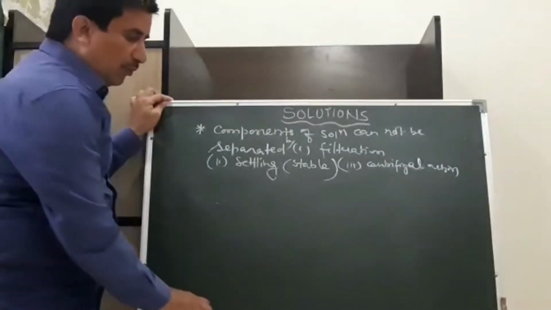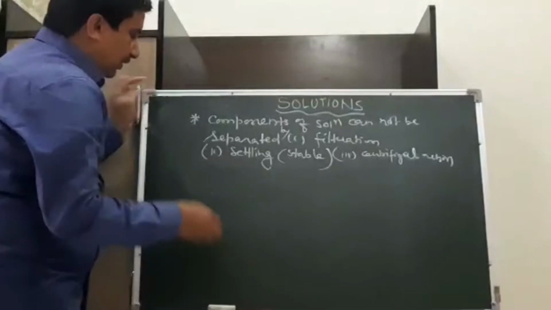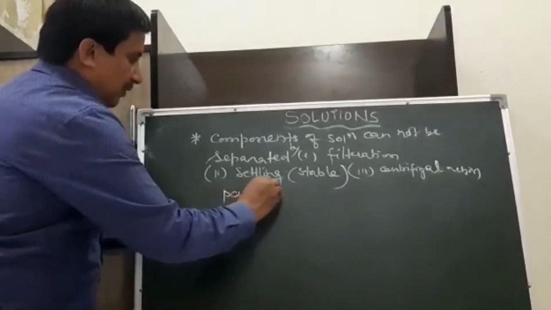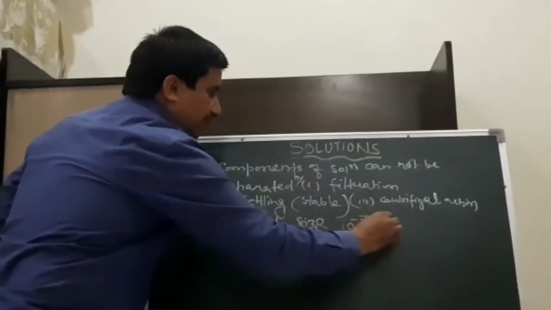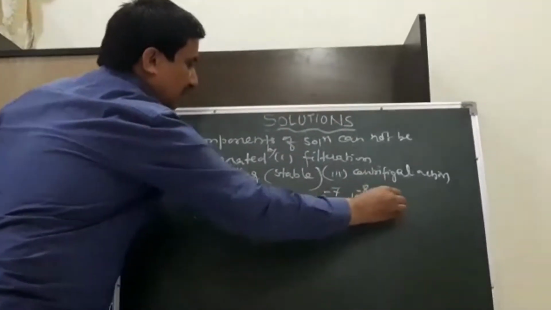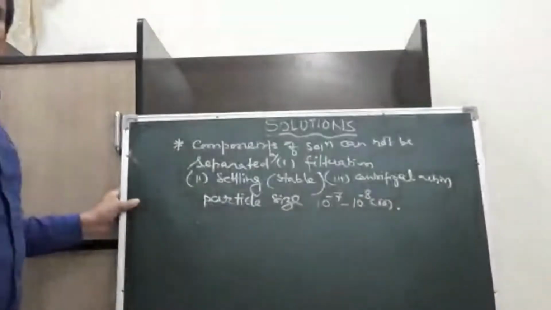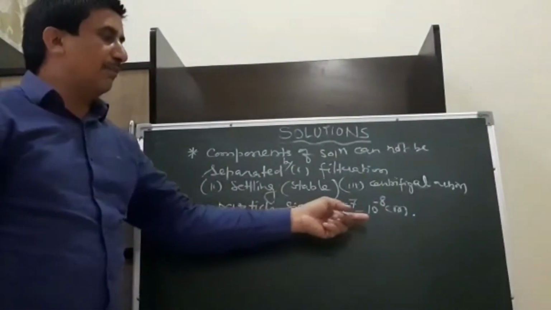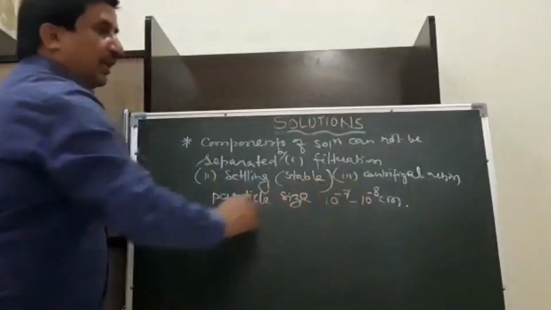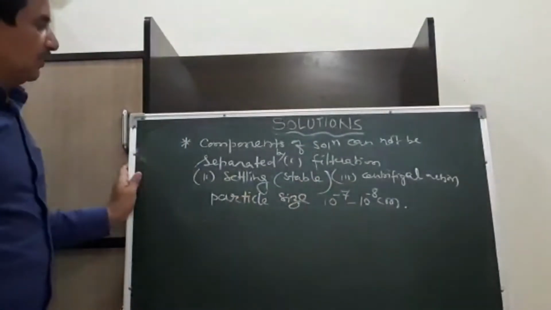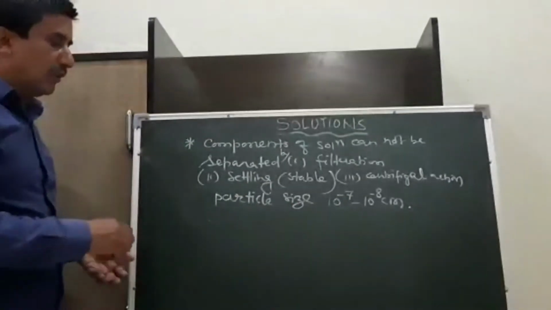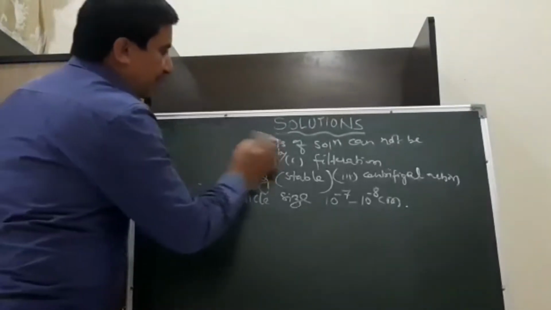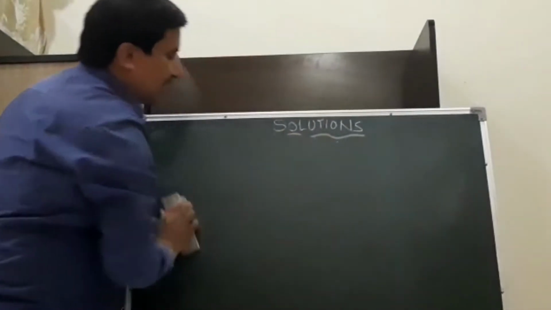Now we can take a few more characteristics of the solution. Particle size is 10 to the power minus 7 to 10 to the power minus 8 centimeters. That can also be expressed in nanometers, about 1 nm. Now we see the composition of a solution.